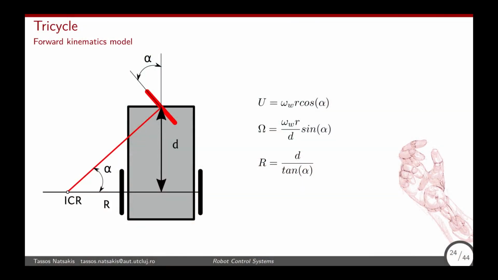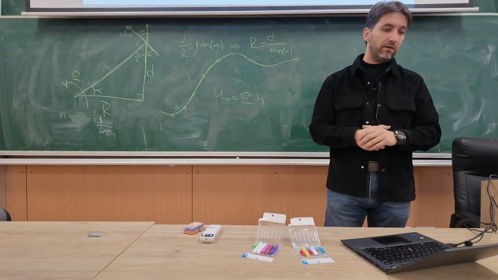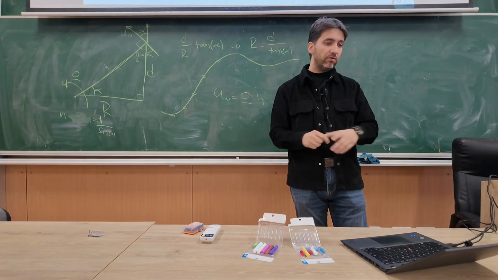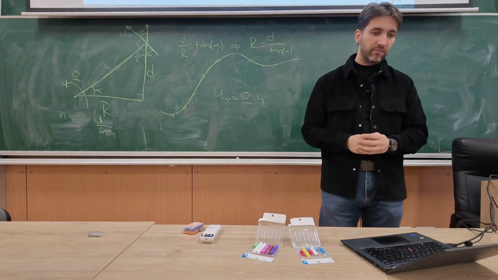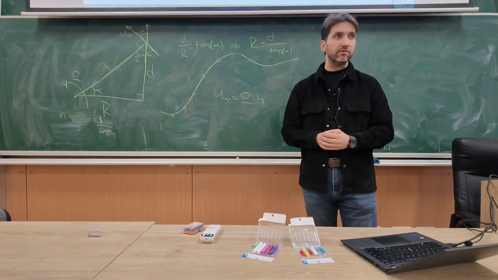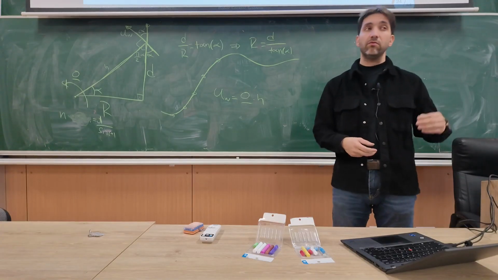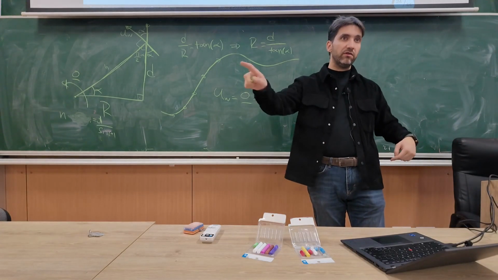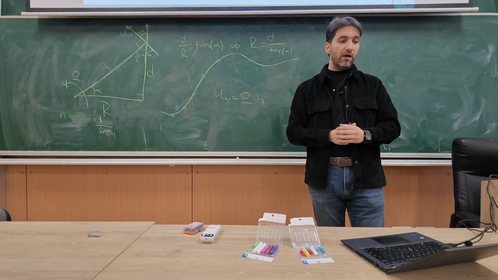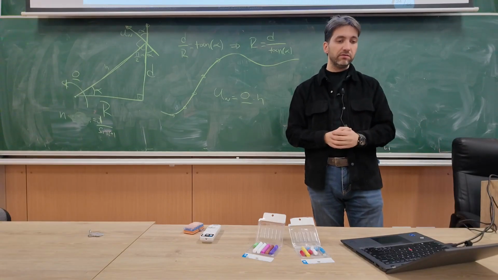So this is now my forward kinematics model. I can calculate linear and angular velocity of the robot based on the steering angle and wheel velocity, and also the instantaneous center of rotation. How do I invert this one? To calculate the inverse. So what if I know a trajectory, which means I know r over the trajectory, how do I calculate the wheel velocities and steering angle?